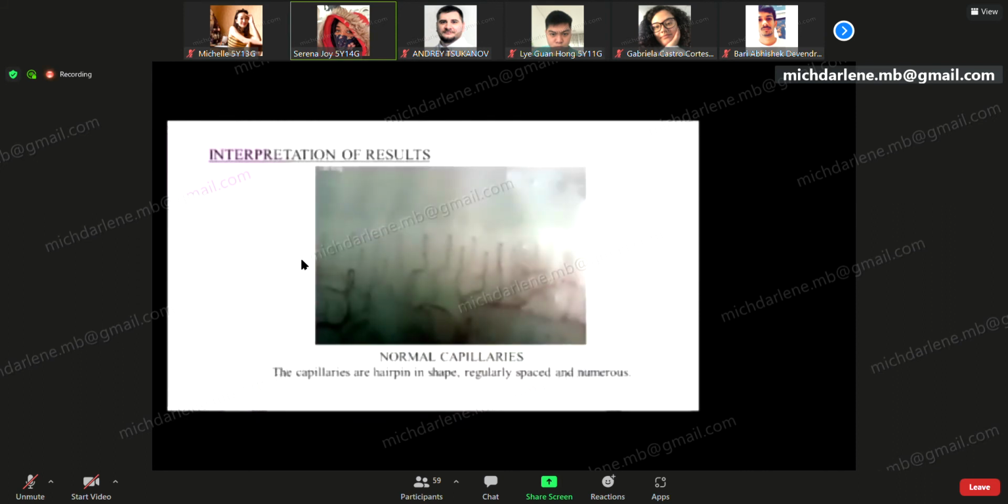Interpretation of results. These are normal capillaries. The capillaries are hairpin in shape, regularly spaced, and numerous.